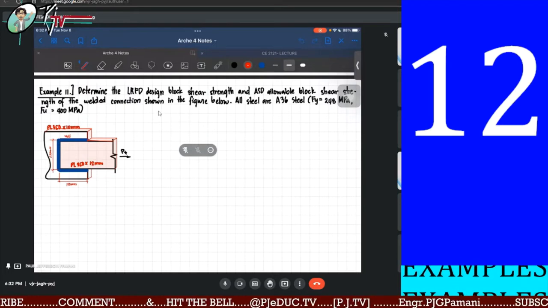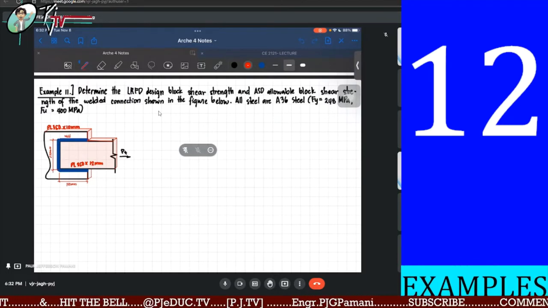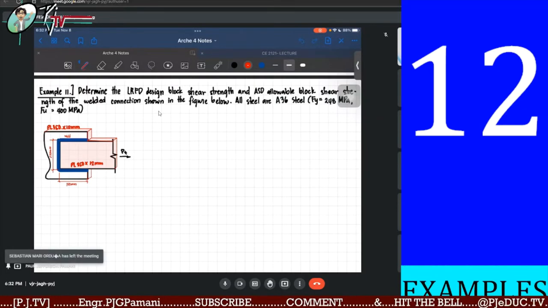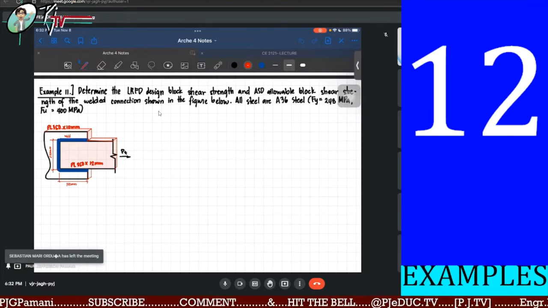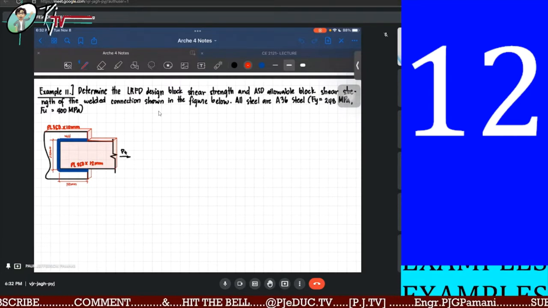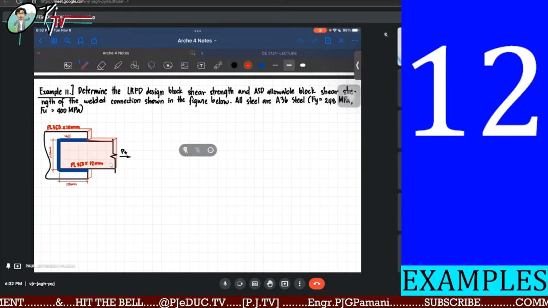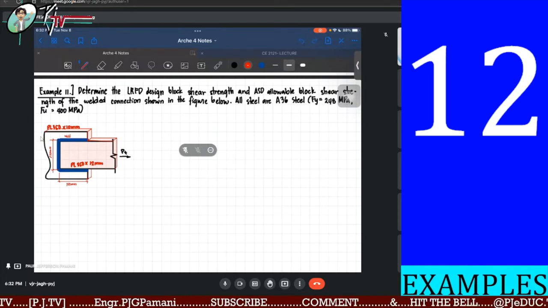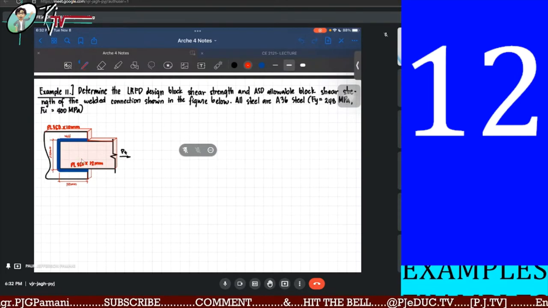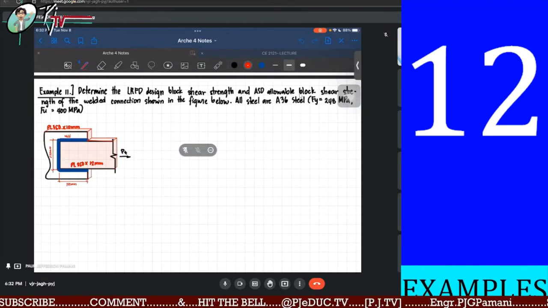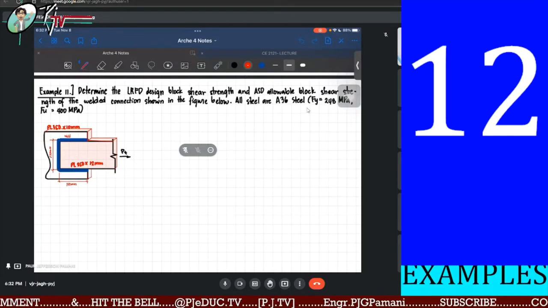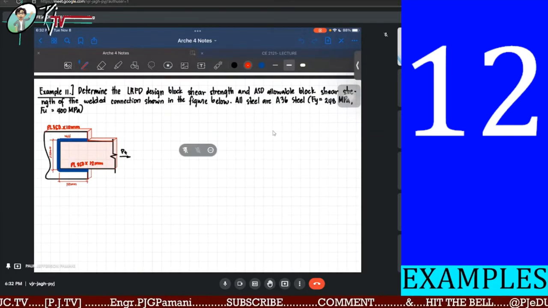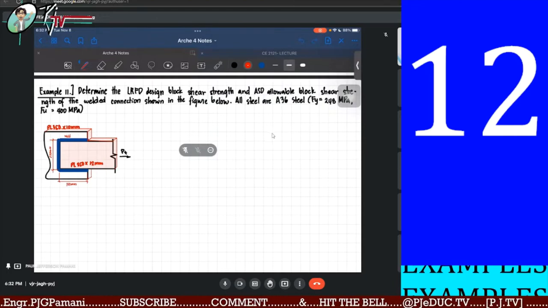So this is now example number 11 for steel design. You're now asked to determine the LRFD design block shear strength and the ASD allowable block shear strength of the welded connection shown below. So this is just a simple lap joint as shown in the figure below. All steel, either the gusset or the lapping plate, is an A36 steel, which has a yielding stress capacity of 248 megapascal and an ultimate stress capacity of 400 megapascal.